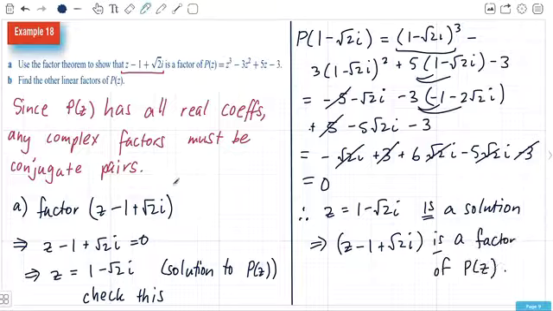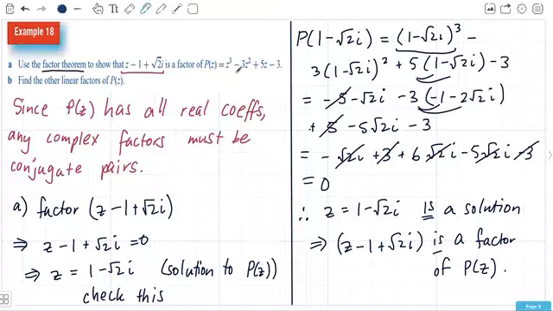So what you've done there is you've used what's called the factor theorem, and the factor theorem tells you that factors are solutions set to 0, so you can solve them for z, and then you should be able to sub back into your original polynomial to find out whether or not that is in fact a solution and therefore a factor. Now the other part of this question says find the other linear factors of P(z).